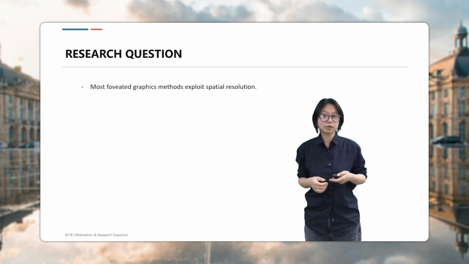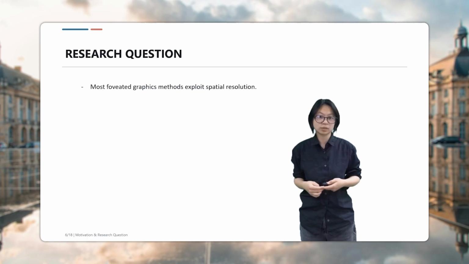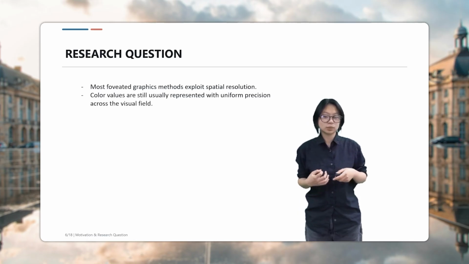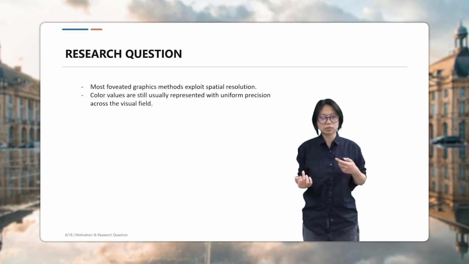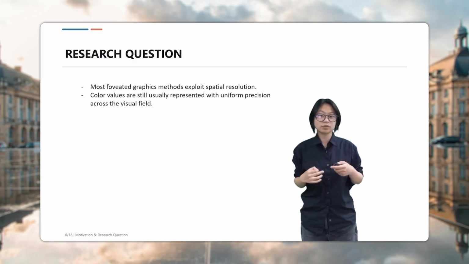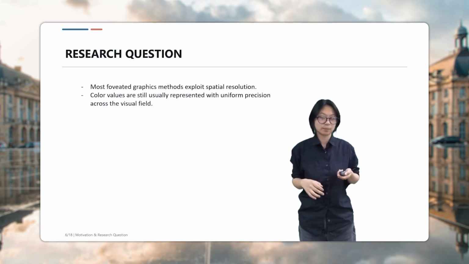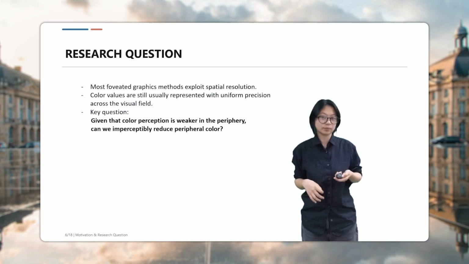We know that most foveated graphics methods exploit the spatial resolution. Since we learned that our color perception is also uneven, but in normal rendering pipelines the color values are still allocated uniformly across the whole visual field, here comes the question. Given that color perception is reduced in the periphery, can we imperceptibly reduce the peripheral color representation or color bandwidth?